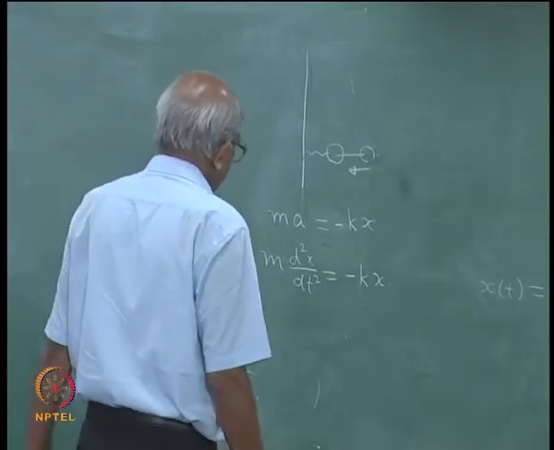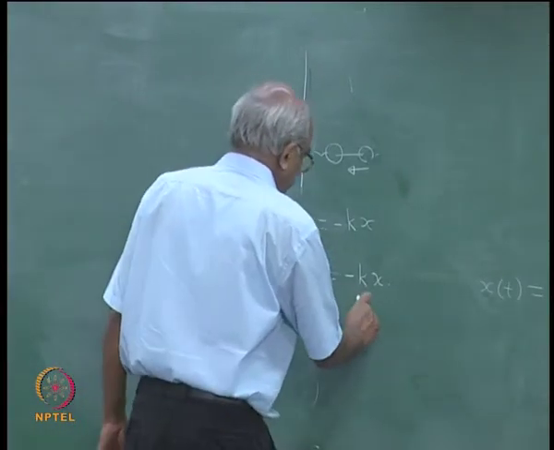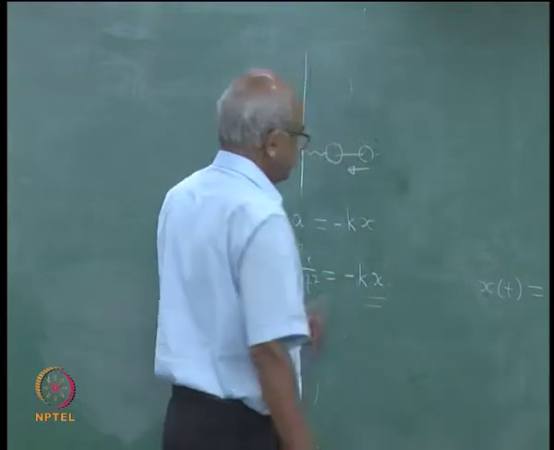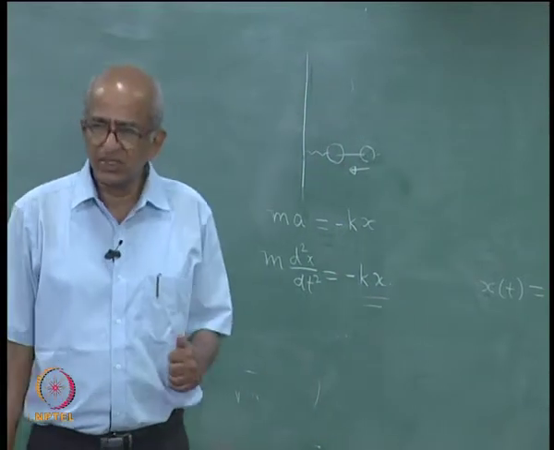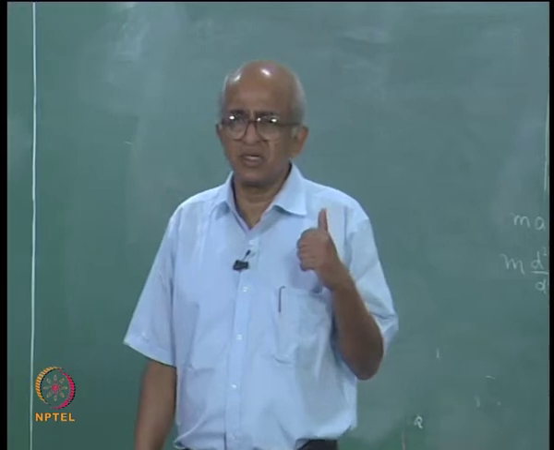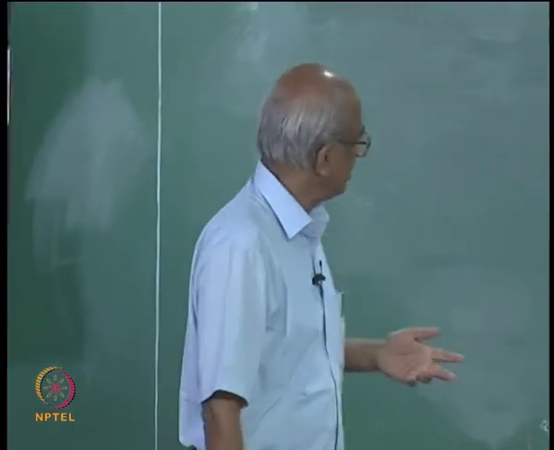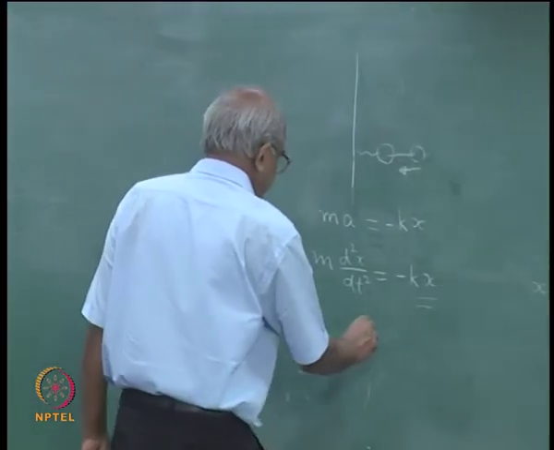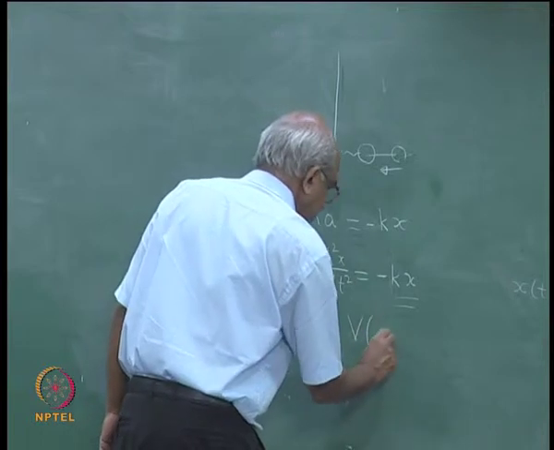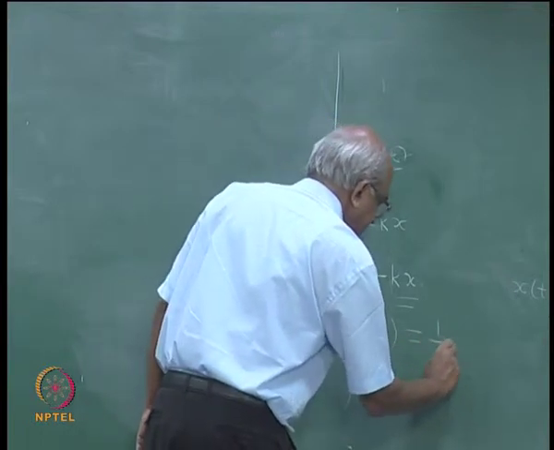And one more thing that I want to say is, if you have such a restoring force, what is the potential energy that is characteristic of the system? The answer is that the potential energy must be defined by V of x equal to half k x square.